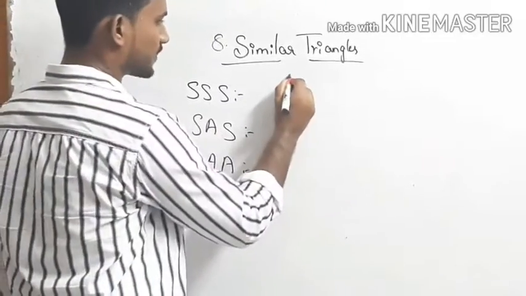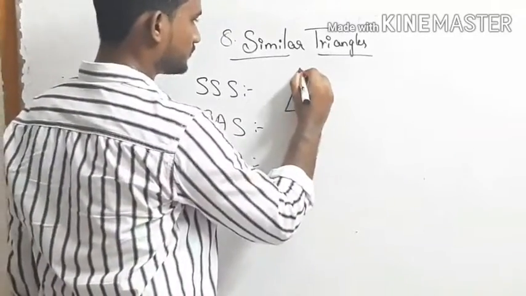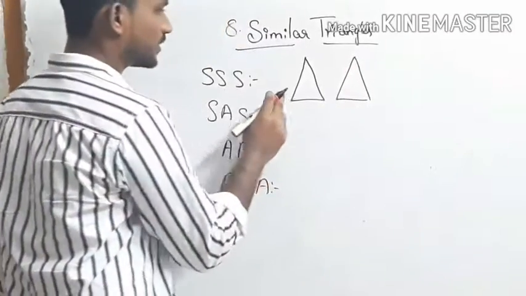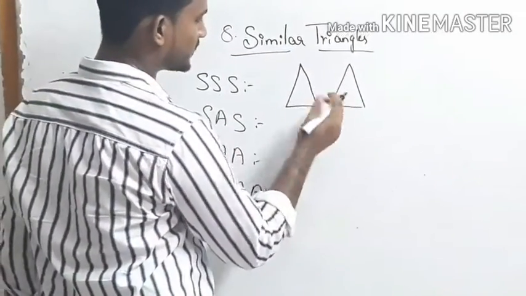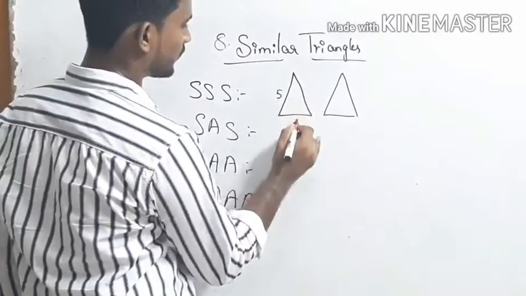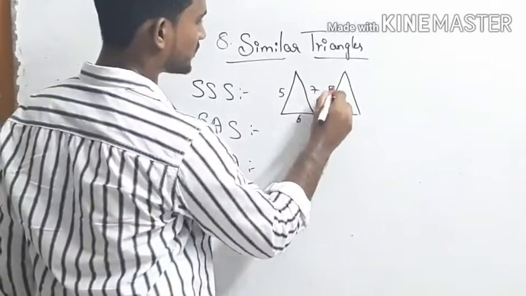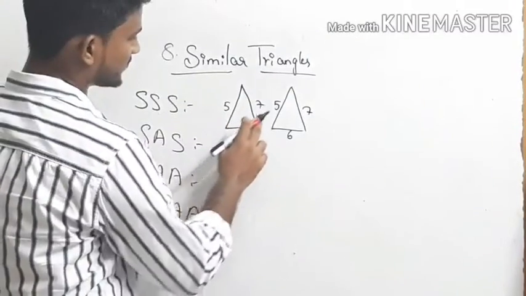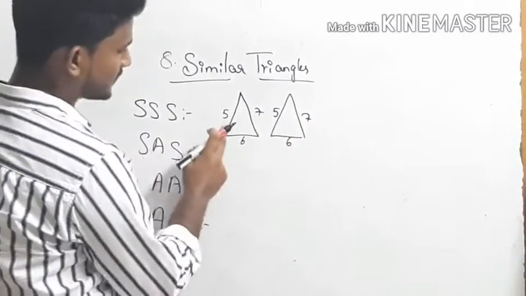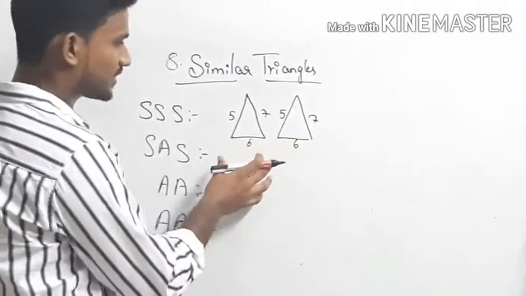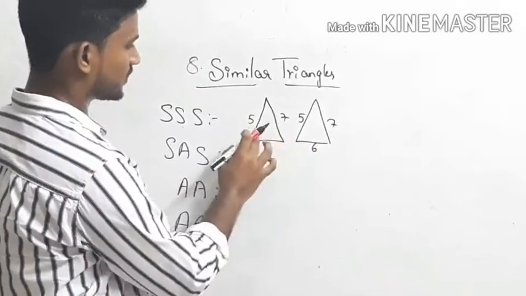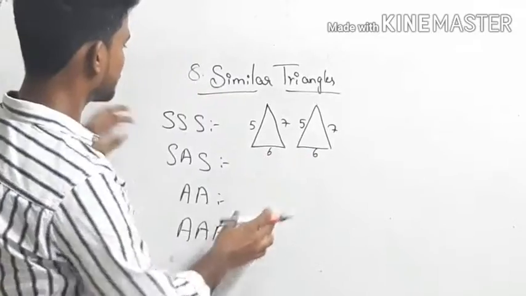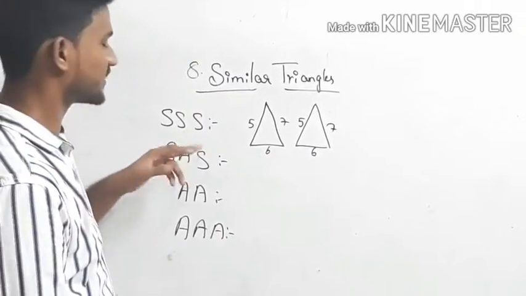That means if 2 triangles are taken, these 3 sides must be equal. First this one 5, 6, 7 and this one also 5, 6, 7. This is the similar triangle. Both these 2 similar triangles have sides equal: 5, 5 and 6, 6 and 7, 7. This type is based on the side criteria.